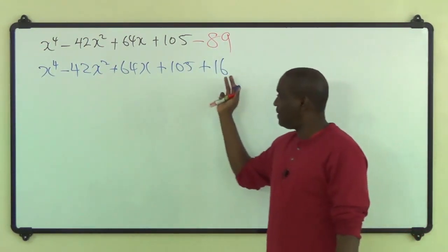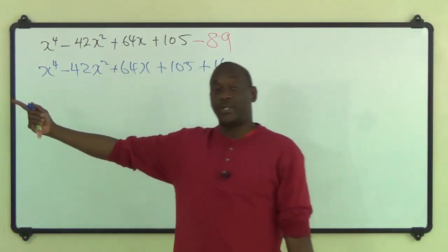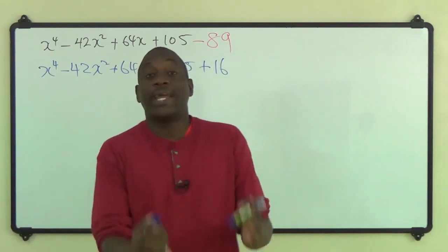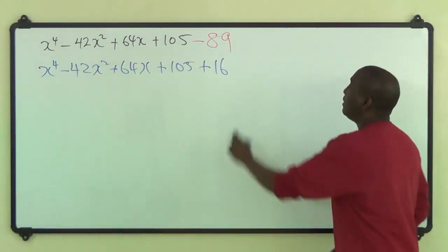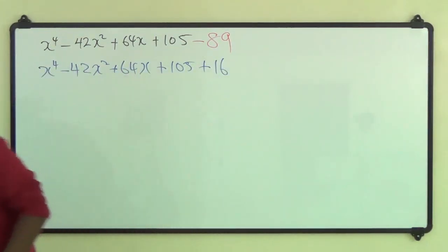So therefore, if we divide this new polynomial by one of the quadratics that we had used in a previous video, we expect to get a remainder of minus 89. So let me do it.